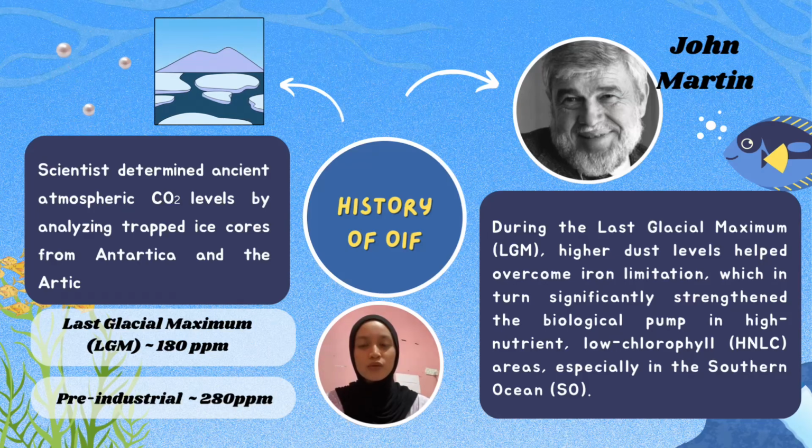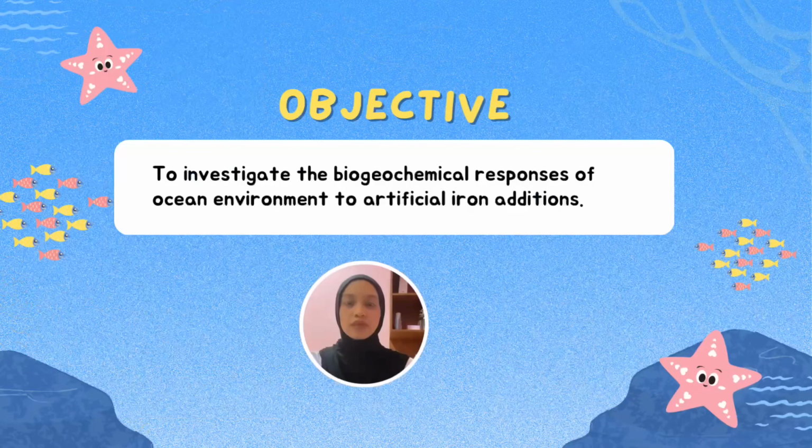He proposed that during the glacial period, higher dust levels containing iron were deposited into the ocean. This iron stimulated phytoplankton growth, particularly in high nutrient, low chlorophyll regions like the Southern Ocean, enhancing the ocean's ability to absorb carbon dioxide. His idea laid the foundation for what we now call ocean iron fertilization. John Martin's hypothesis sparked interest in how we could use this natural process to our advantage.